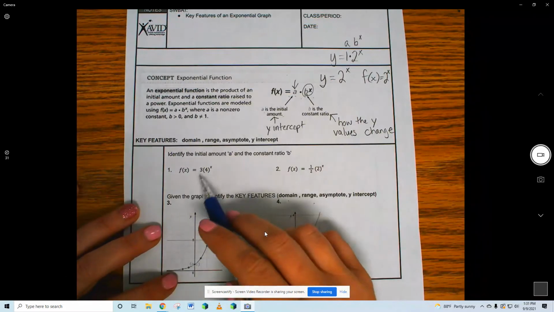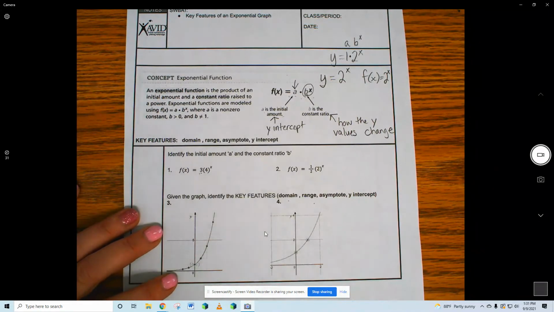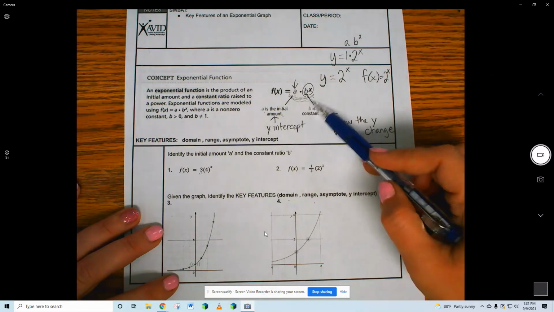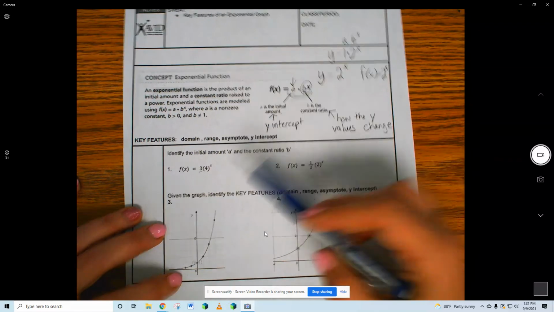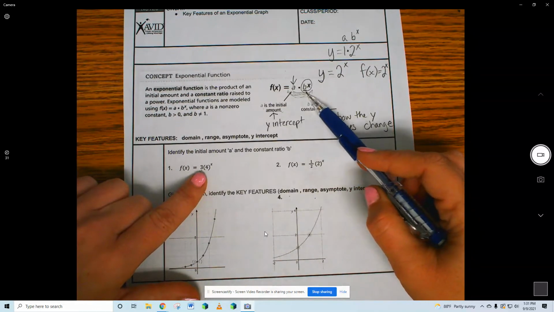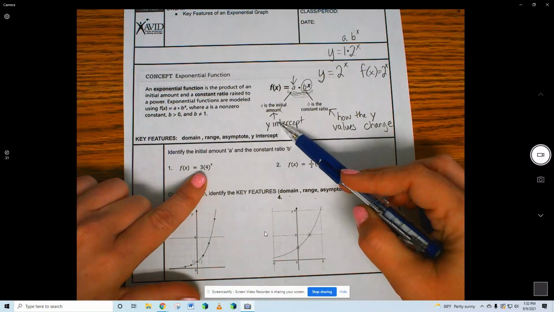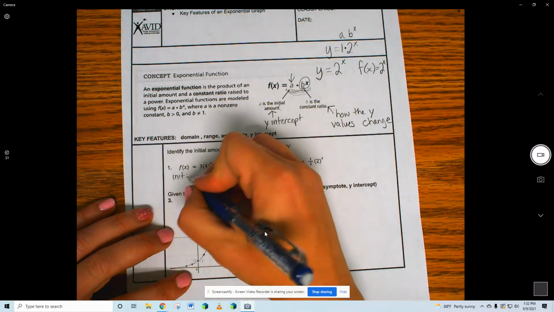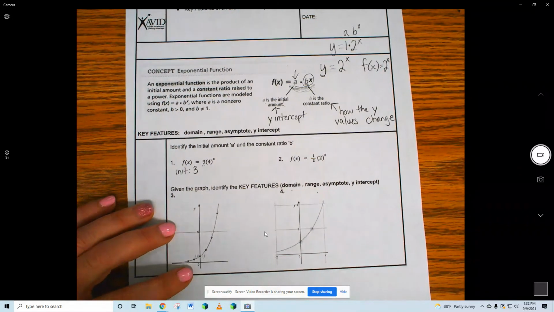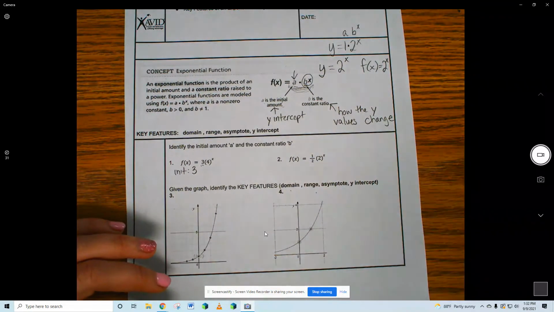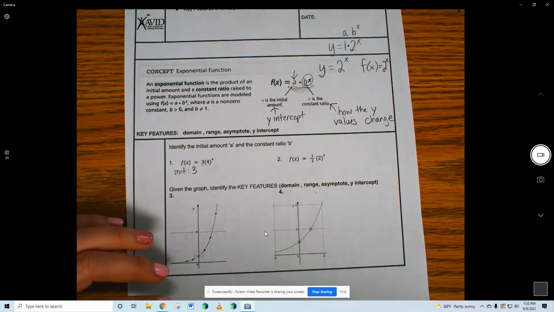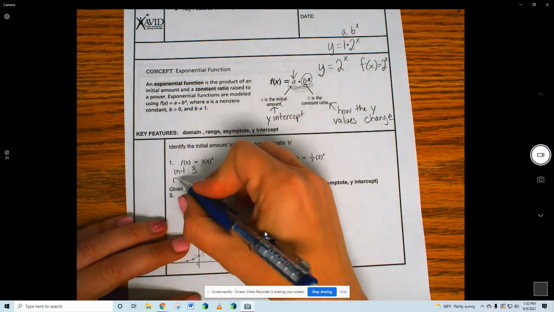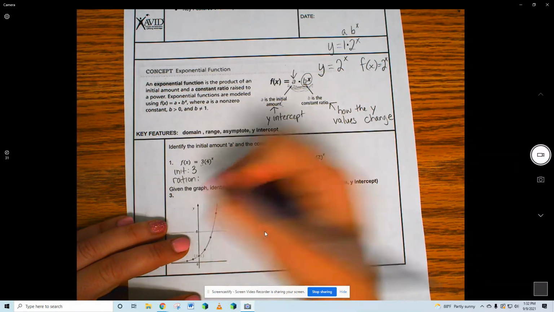So let's practice this 3 and this 4. The 3 is called my what? Look up here. What's the 3? Tell someone at your table. The 3 right after the equal sign is the initial value, the A, also the y-intercept. So I'm going to put initial value is 3. I just put it in like an abbreviation. Then my constant ratio, I'm just going to put ratio for abbreviation.